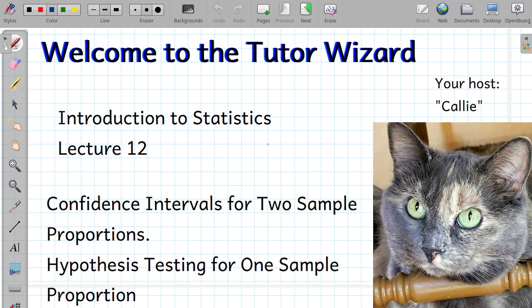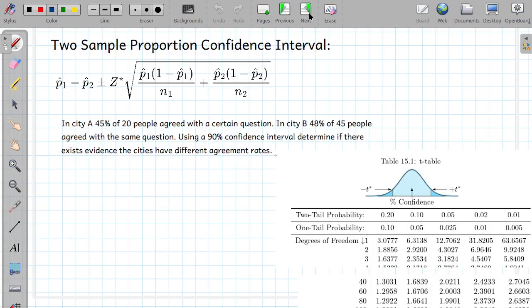Okay, let's carry on. Next slide. Let's look at the formula for the two-sample proportion confidence interval. Now, what's going on here? Let me get my pen ready to go here. So remember, we're trying to determine if there is a significant difference between two measured proportions. So we're going to go p hat 1 minus p hat 2.